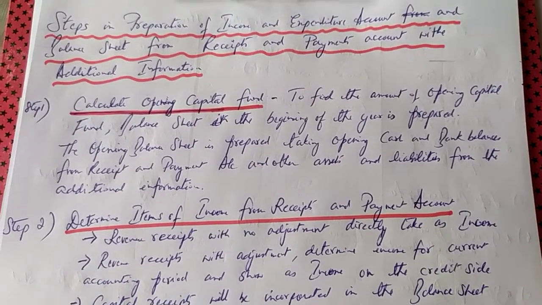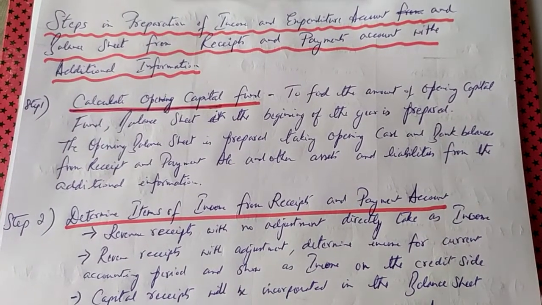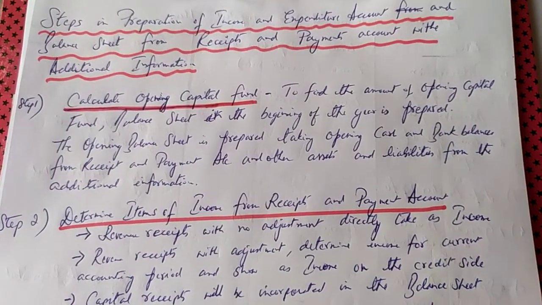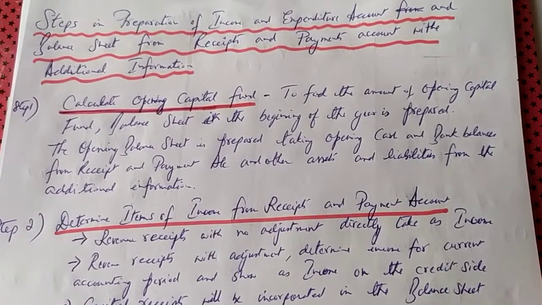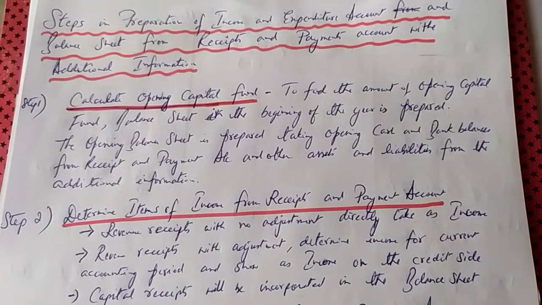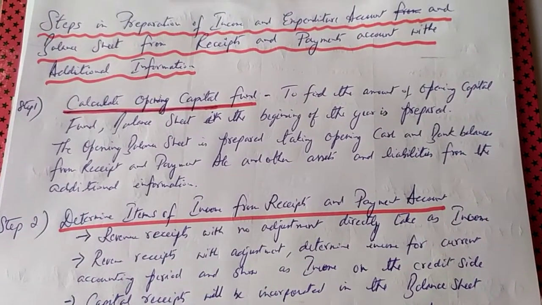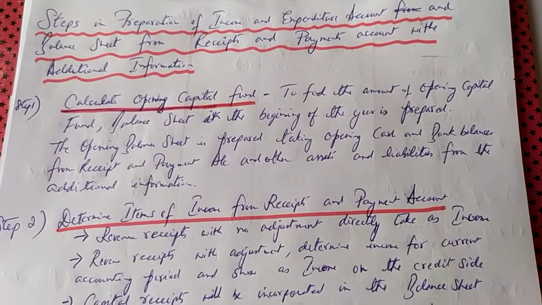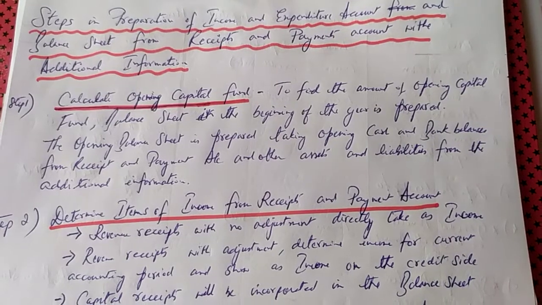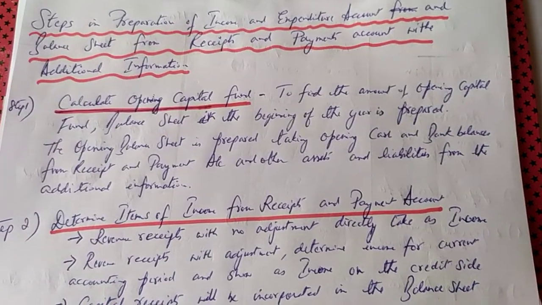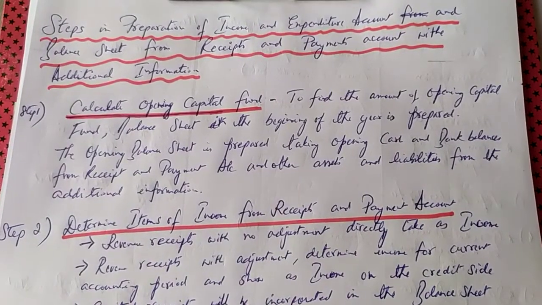So what are the steps that have to be followed in order to prepare an income and expenditure account and also a balance sheet given a receipt and payment account? Here the question will be given as a receipt and payment account, and there will be some additional information with it. Using that we have to prepare the income and expenditure account and balance sheet. The steps that we are going to follow in such a case will be explained in today's lesson.